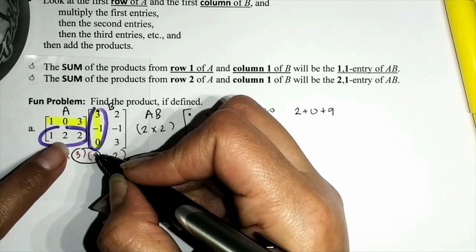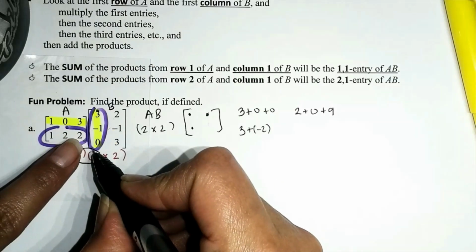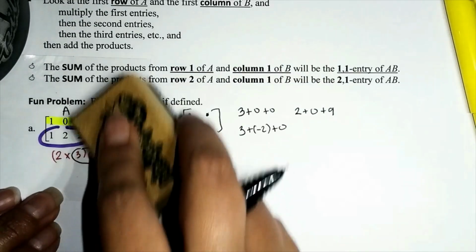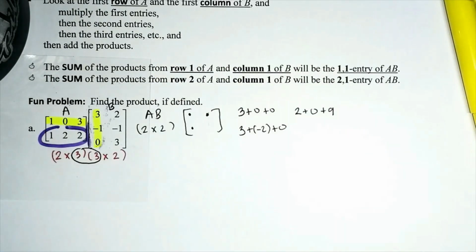Final product, oh, this moved. Final product, 2 times 0 is 0. Okay, done with that row. Done with that column. Let's go ahead and look at the next column.